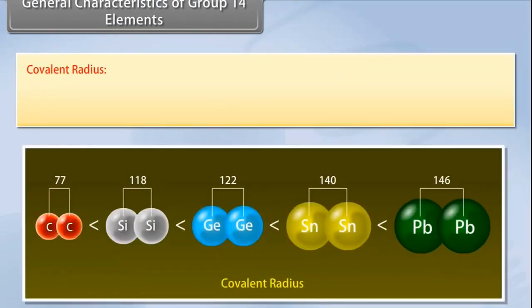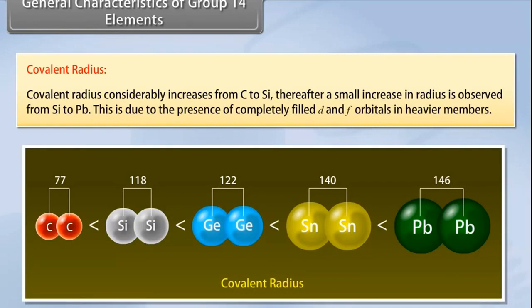Covalent radius. Covalent radius considerably increases from carbon to silicon. Thereafter, a small increase in radius is observed from silicon to lead. This is due to the presence of completely filled d and f orbitals in heavier members.